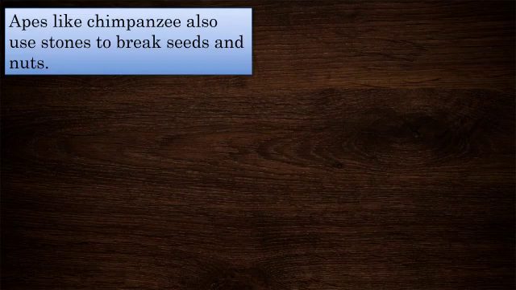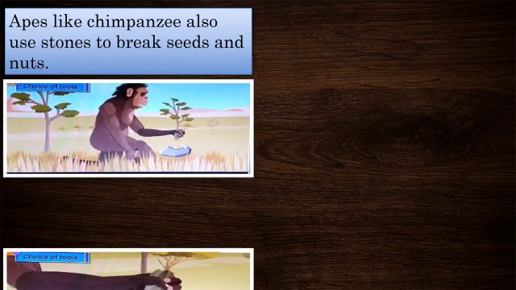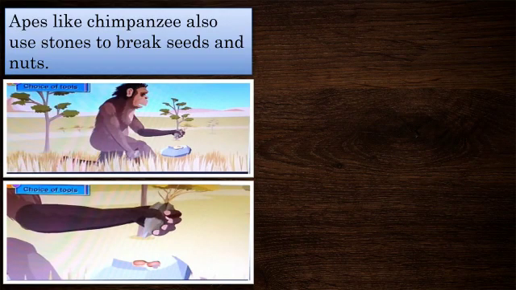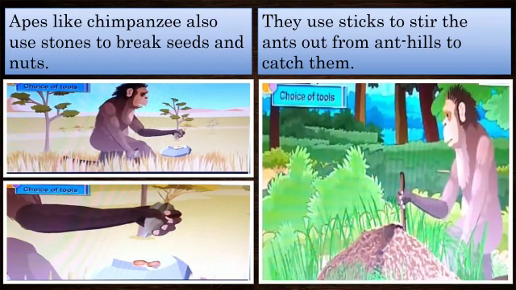Apes like chimpanzees also use stones to break seeds from nuts. So my dear students, do you watch Discovery Channel or National Geographic, where you must have seen chimpanzees or gorillas break seeds from nuts? They make use of stones or hands sometimes. They even use sticks to stir the ants from anthills to catch them.